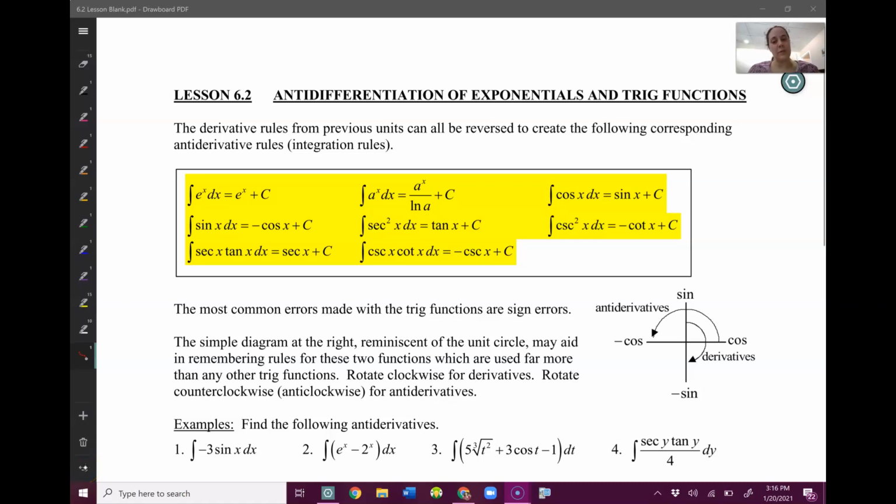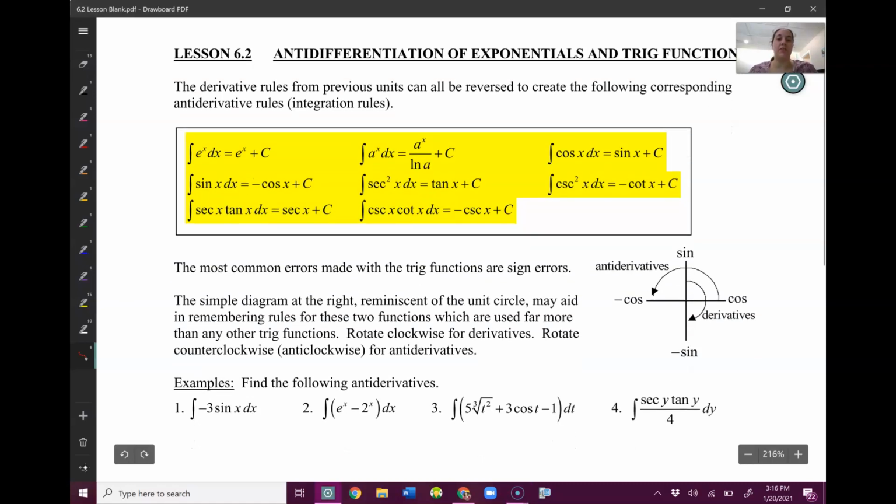Welcome to lesson 6.2, where we get to learn lots of integral rules. You have much memorizing to do for today's lesson. So here are a bunch of new integral rules. Although they're not really new, they're just backwards of what we were doing before.